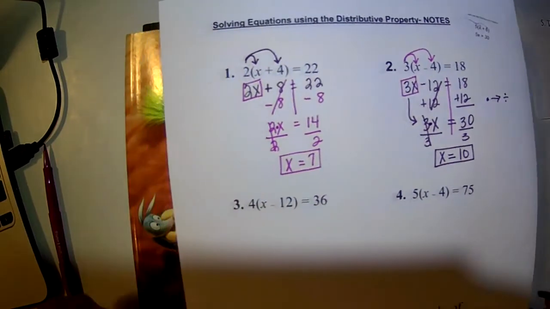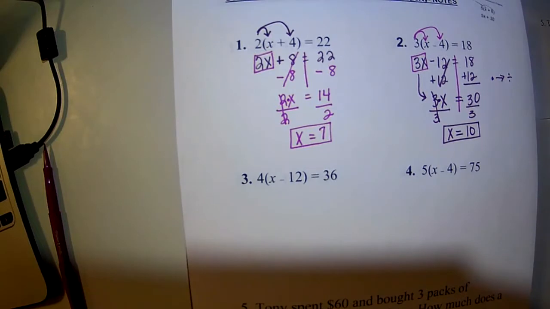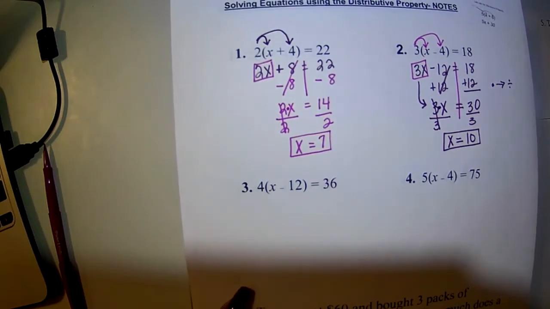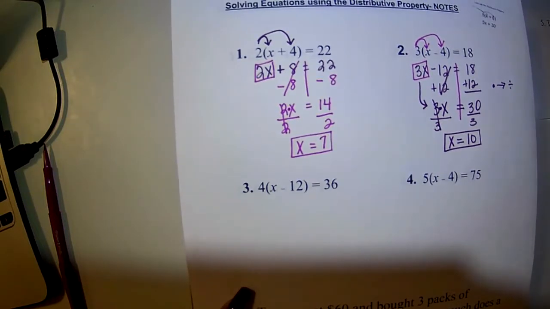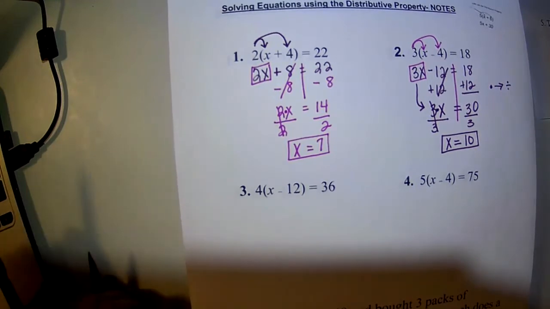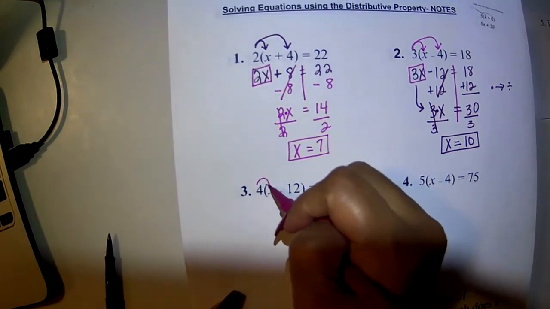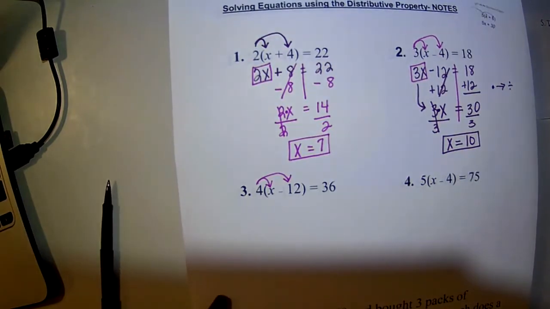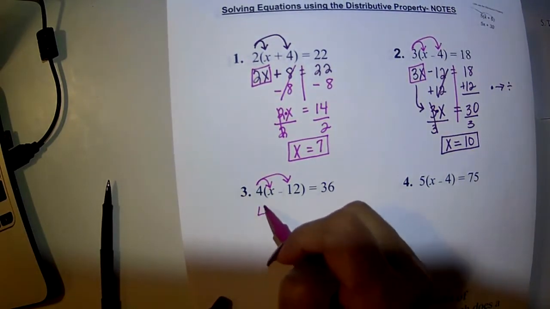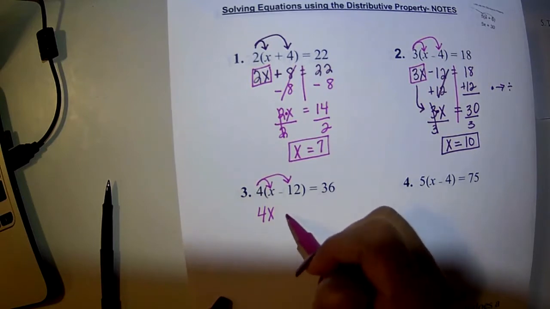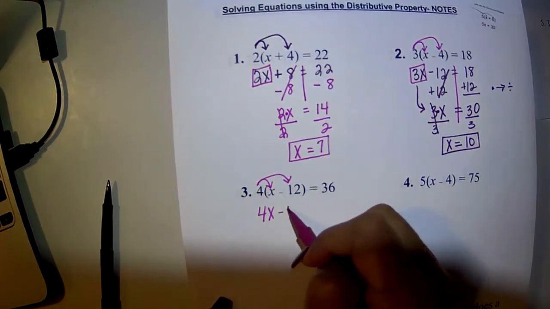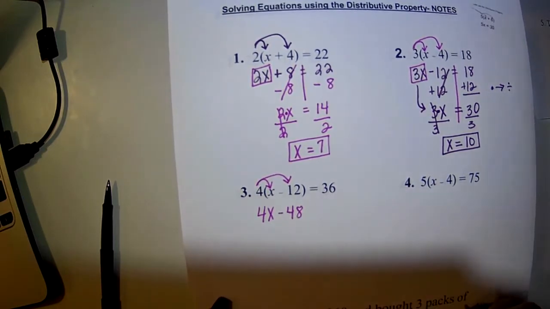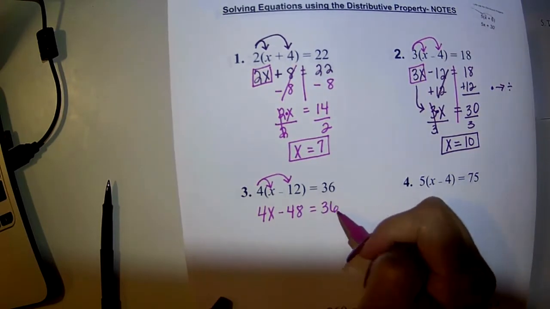All right, let's take a look at number 3 here. Number 3 has 4(x - 12) equals 36. So let's go ahead and put our arrows. We need to see this strategy as well when you're writing your notes and when you're working on your assignments. So I have 4 times x is 4x. 4 times a negative 12 is going to give me a negative 48, equals 36.